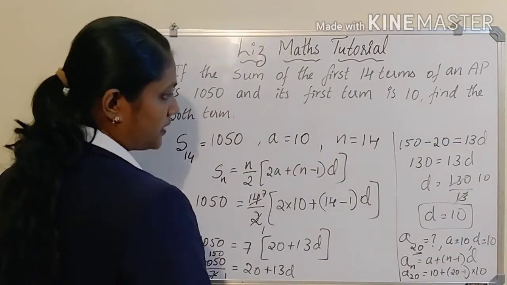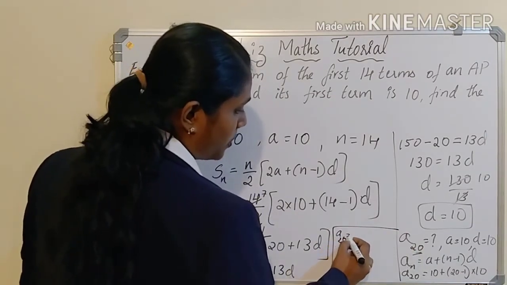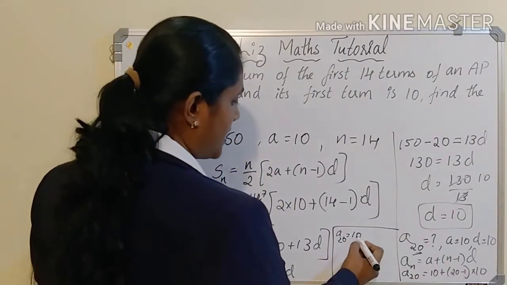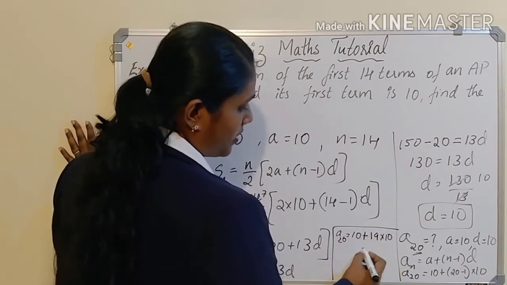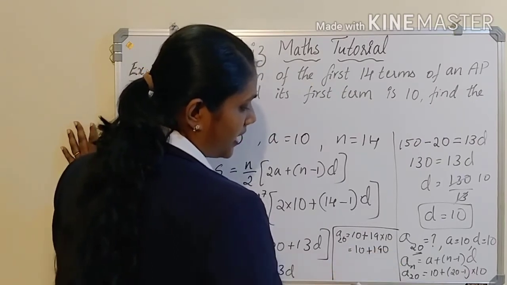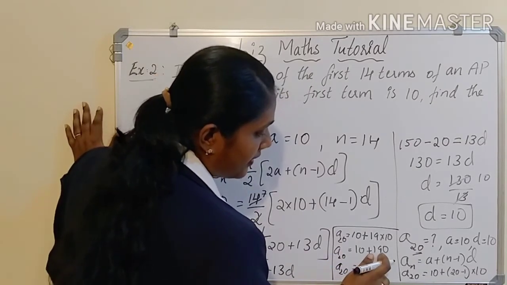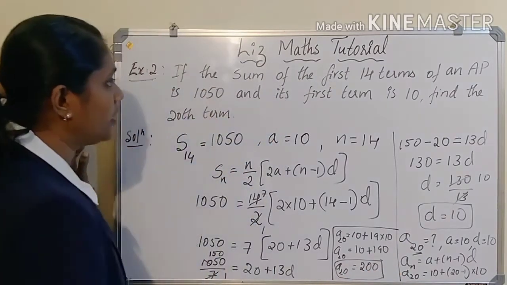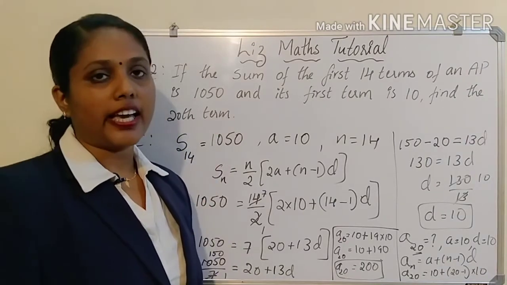So what you'll get? I'll do it here. A20 is equal to 10. Here 20 minus 1 you'll get 19. So plus 19 into 10 you'll get, so here 10 plus here 190. Here you'll get A20 is equal to, now 190 plus 10 you'll get 200. So what they asked you to find out? Find the 20th term. The 20th term is, you'll get as 200.